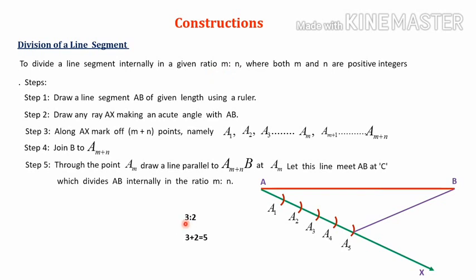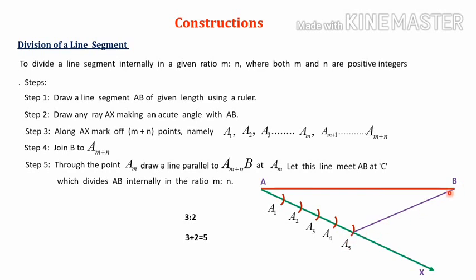So from A3, we have to draw a line parallel to AM plus NB. AM plus NB means here we have drawn AM plus N, A5B. So through A3, the first division here is 3. Through A3, we have to draw a line which is parallel to this one, A5B.